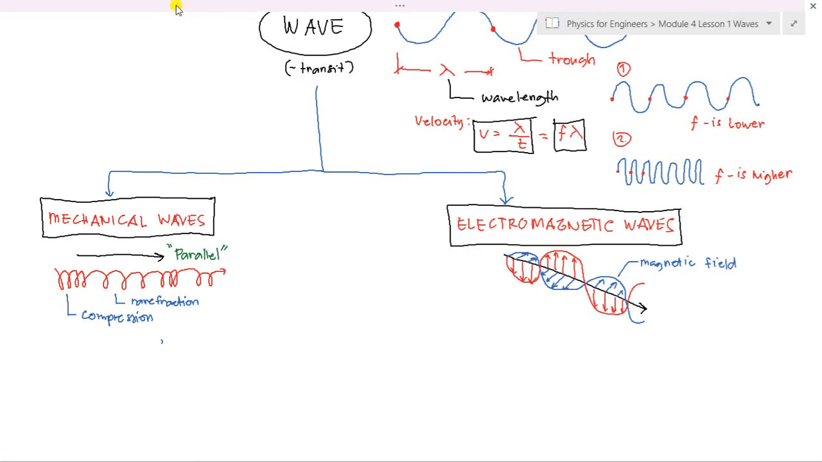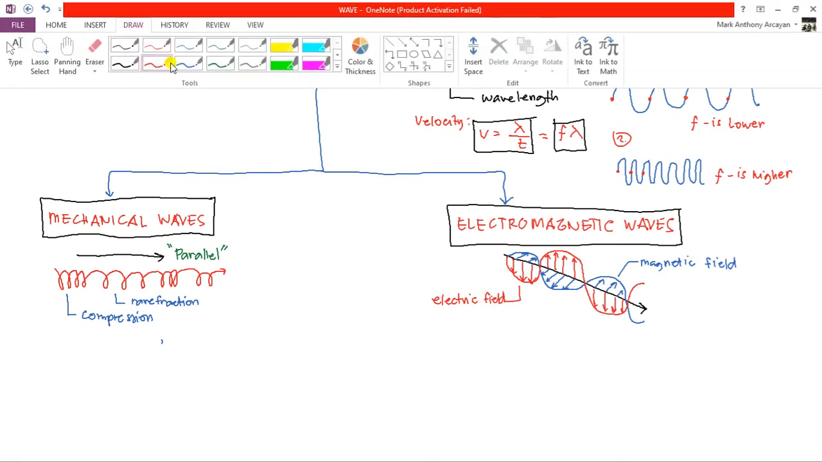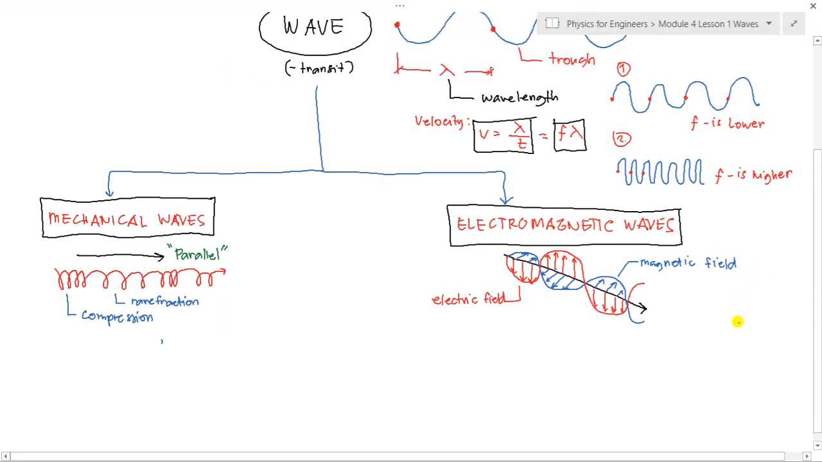And then this red one, that one earlier, that is the electric field. So again, these two elements, their orientation is perpendicular to the direction. So, they are perpendicular.